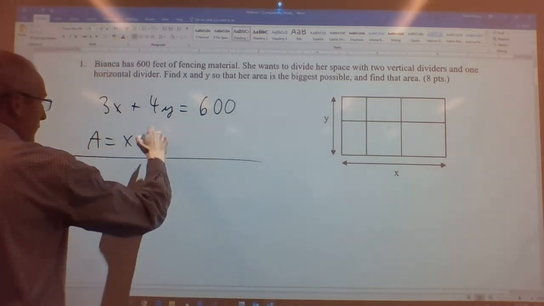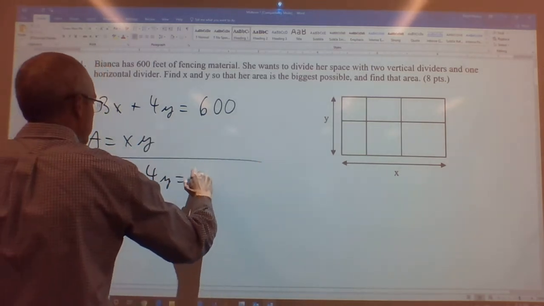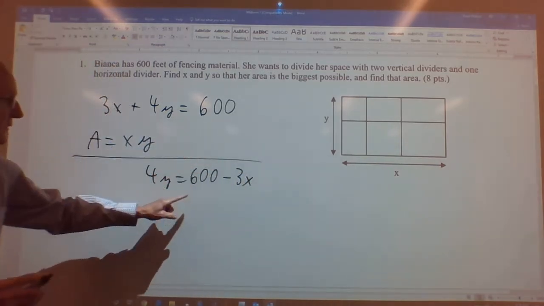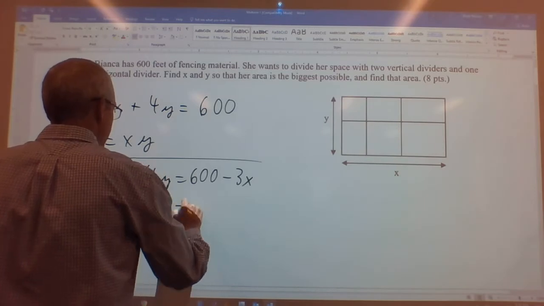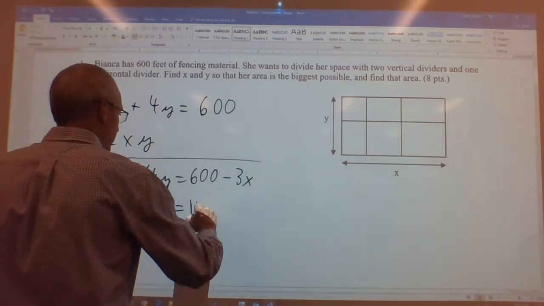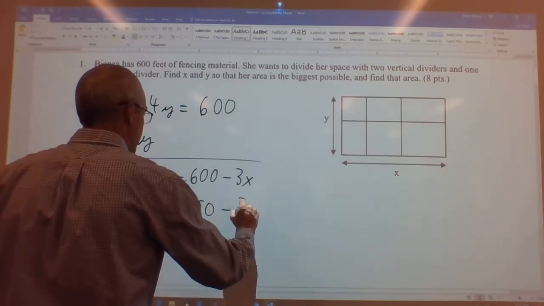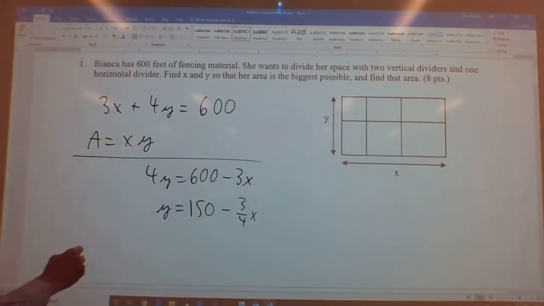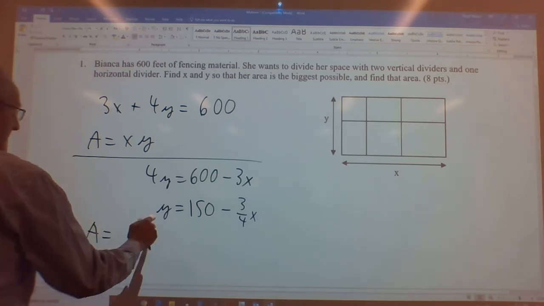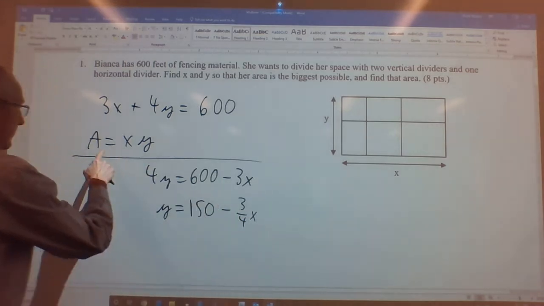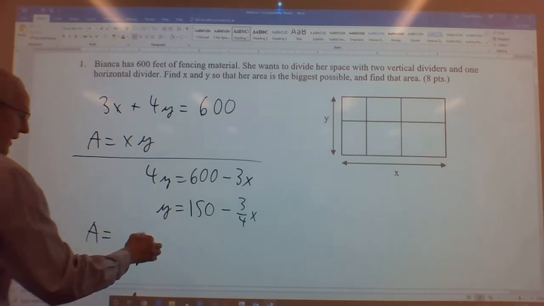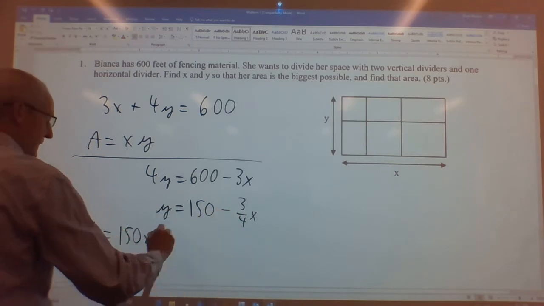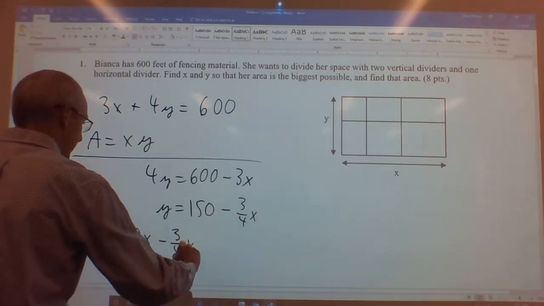So 4y by itself is equal to 600 minus 3x. I put the 3x over here, divide everything by 4. Y is, it's really nice, 600 divides by 4 evenly, 150 minus, this one's not so nice, 3/4 x. Now we're going to plug that in here. So now our area is just x times y. Y is this. So x times 150 is 150x. X times that is minus 3/4 x squared.